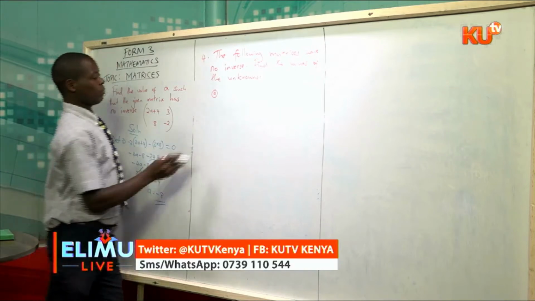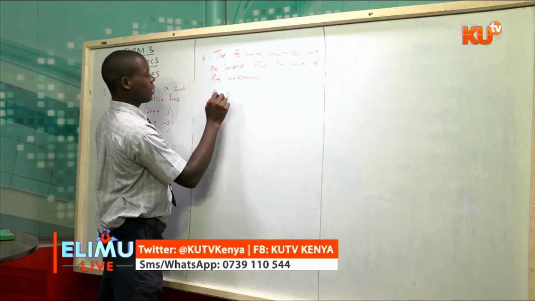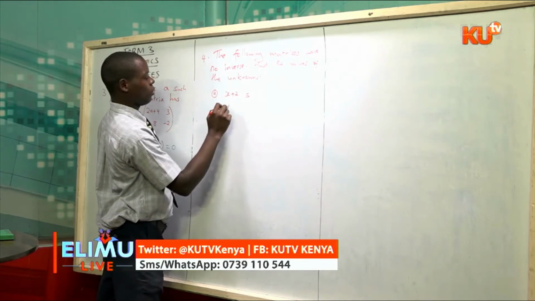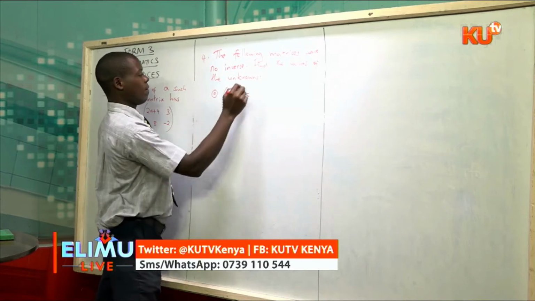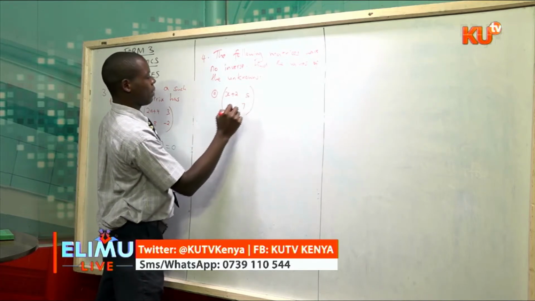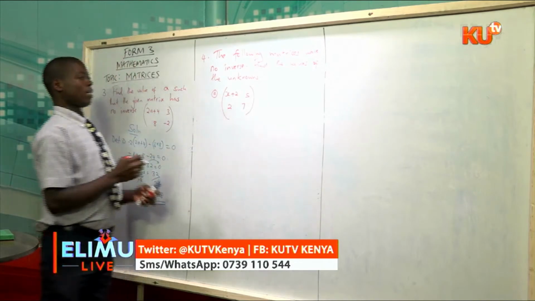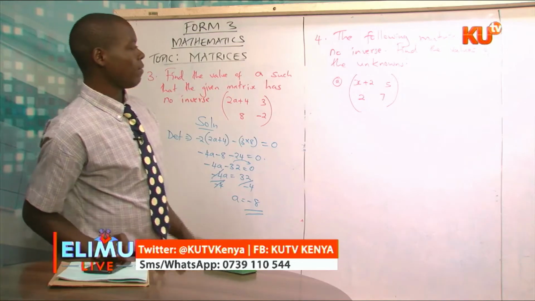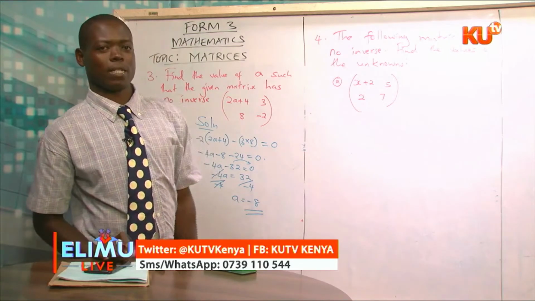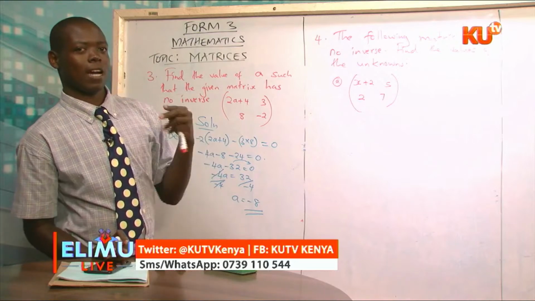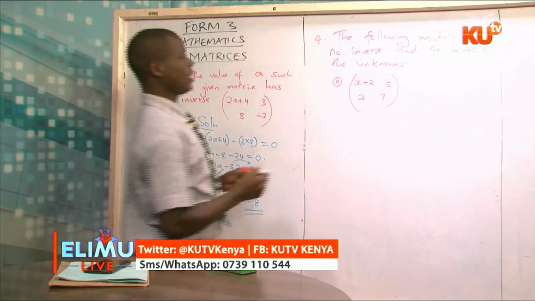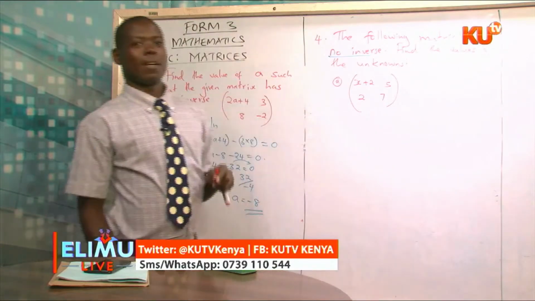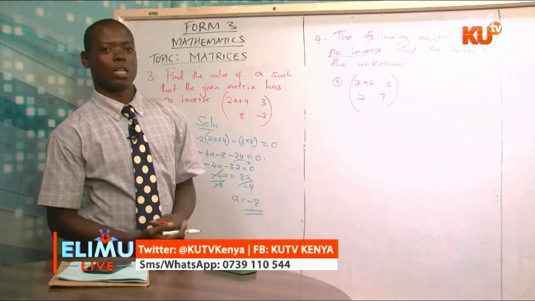The first matrix that we are having is a matrix x plus 2, then we have 5, 2, and then we have this as 7. That is the first matrix. And the matrix x plus 2, 5, 2, 7 has no inverse. Again, has no inverse is what guides us. This statement, it has no inverse, means that this matrix has a determinant of 0.